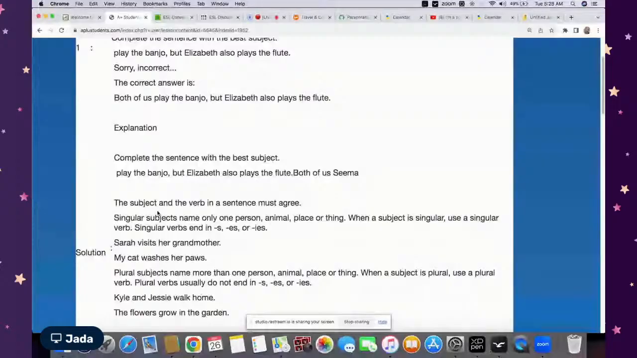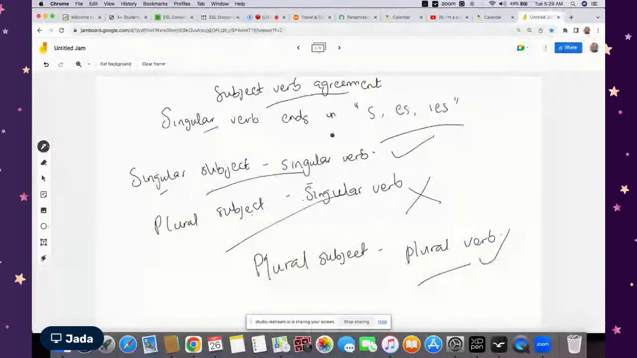Singular verb ends in s, es, or ies. You all take notes. That is what I have written here. Singular verb ends in s, es, ies. But then the plural verb does not end in all this. Only the singular verb has this. So the singular verb will end in s, es, or ies.